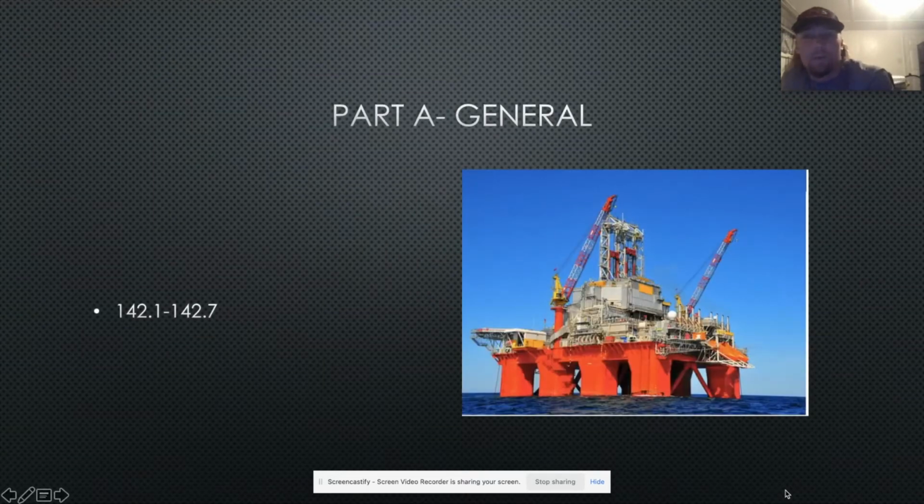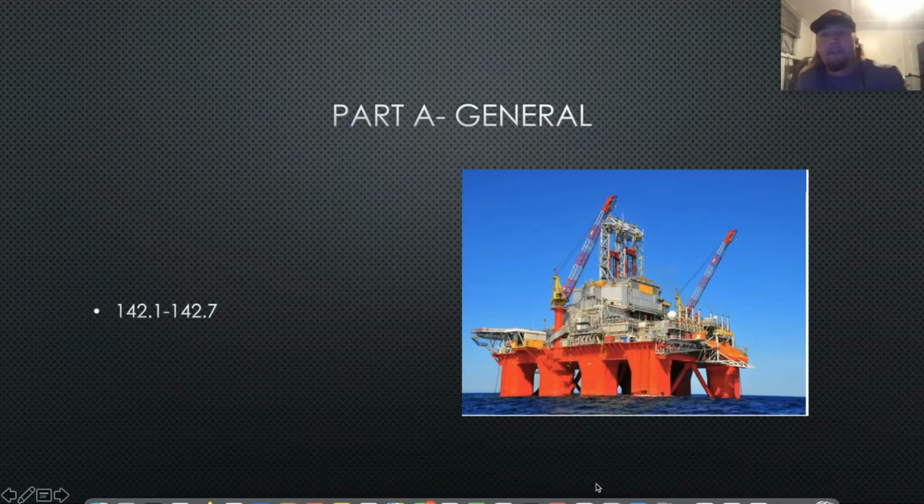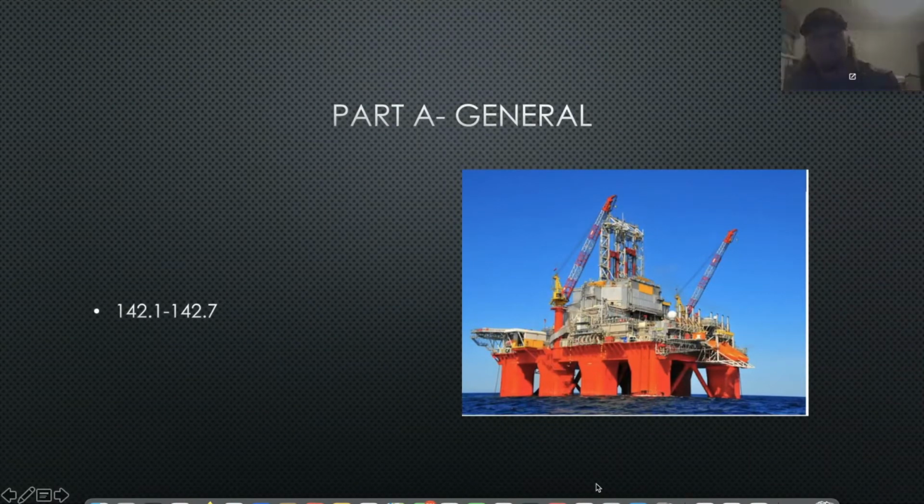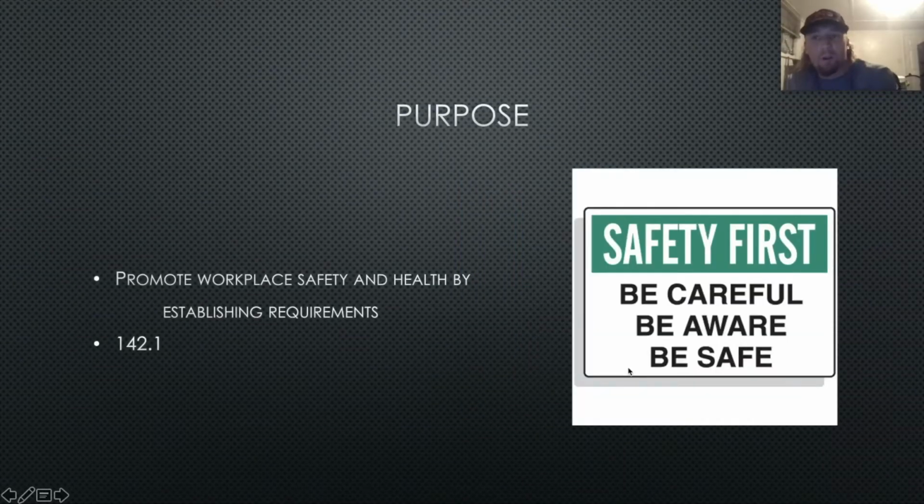So to begin, we have Part A, which covers 142.1 through 142.7, and this first subpart A is just a little overview of everything. So here we go with general. This is just the general things about working offshore. The purpose of this subpart A is to promote workplace safety and health by establishing requirements, kind of letting you know what's going on, safety requirements, and how to be safe working on a rig.